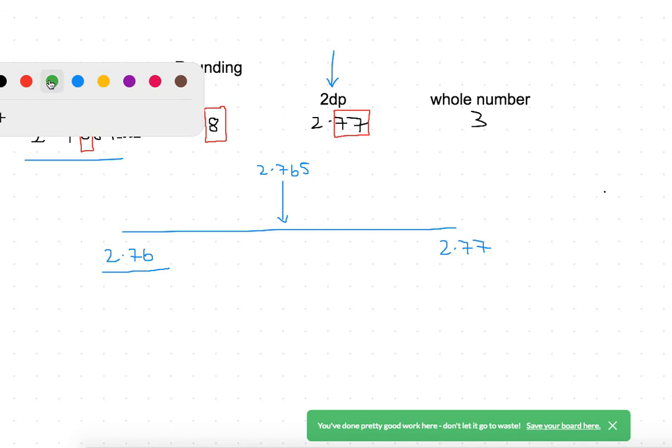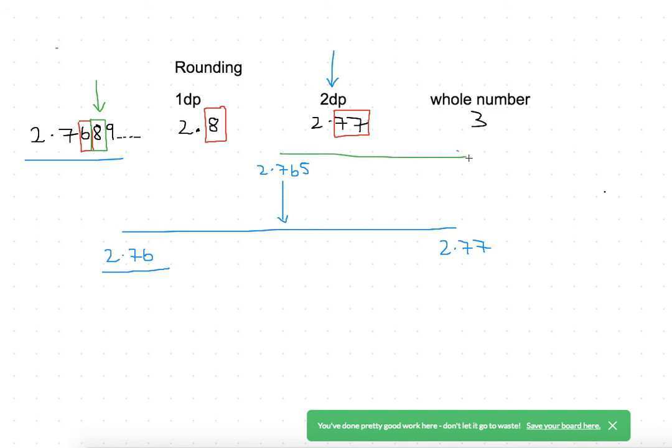Now when you look at our number, we're looking at a different digit this time. It's this 8 here. It's the third decimal place we look at, and again, if that is a 5, 6, 7, 8 or a 9, we're in this section here, and we would round up to 2.77. Let me give you a quick example of one that would round down to 2.76.